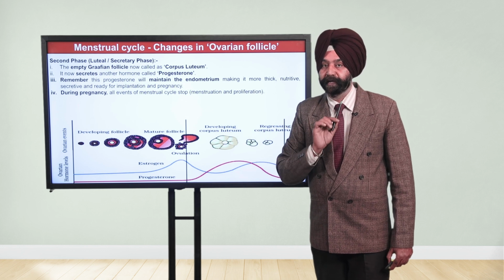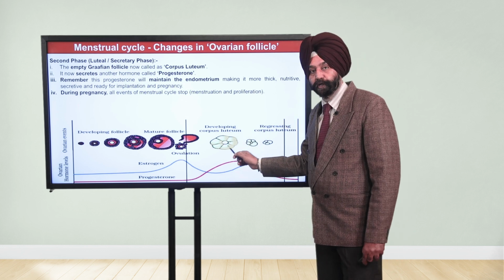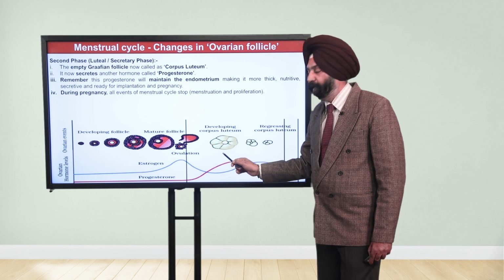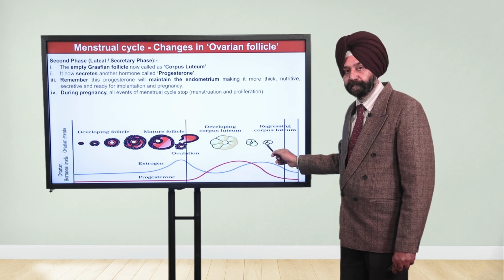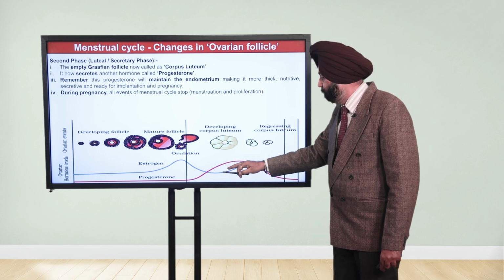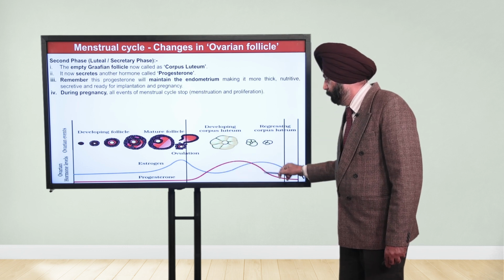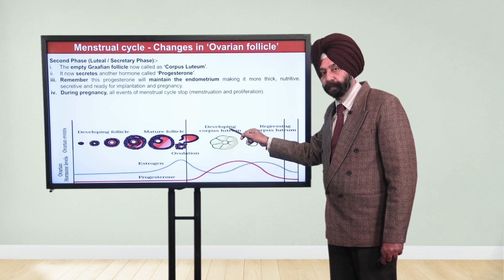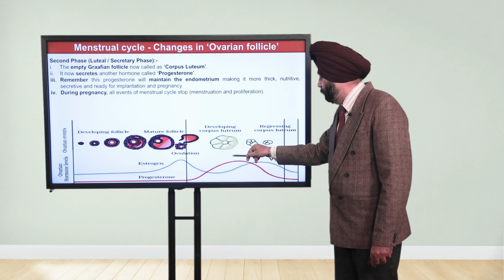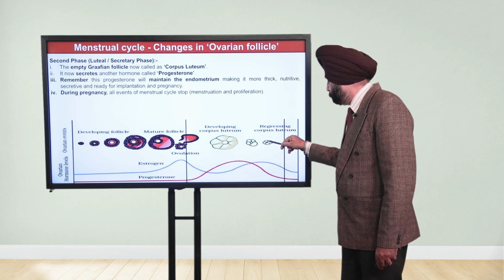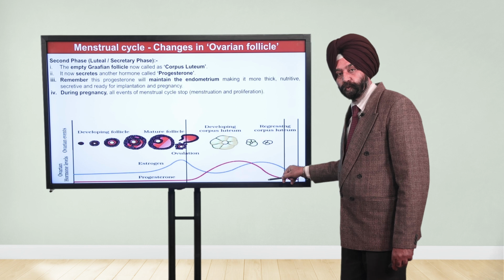In the absence of pregnancy, this corpus luteum degenerates, resulting into decrease in the level of progesterone. You can see here progesterone is decreasing. When the luteum is bigger in size, progesterone is high. When the corpus luteum is decreasing, progesterone is low.